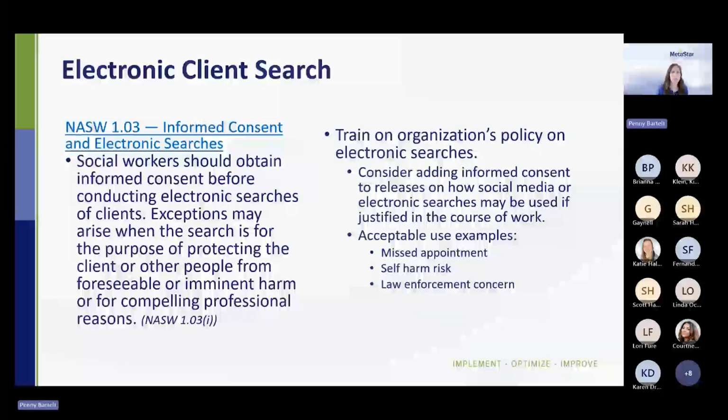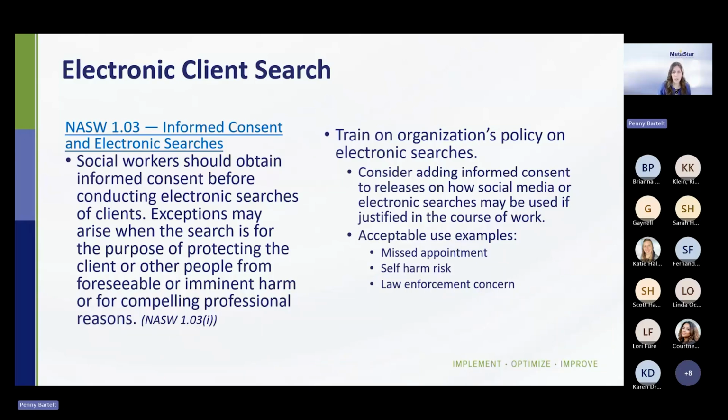Electronic client search. This is something that has come up as well. From the NASW, it says social workers should obtain informed consent before conducting electronic searches of clients. Exceptions may arise when the search is for the purpose of protecting the client or other people from foreseeable or imminent harm or for compelling professional reasons.